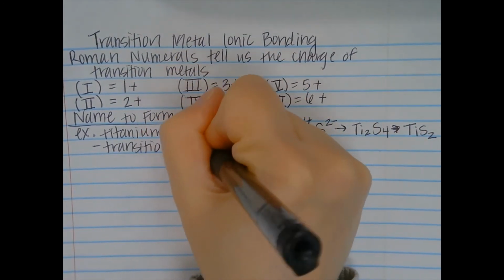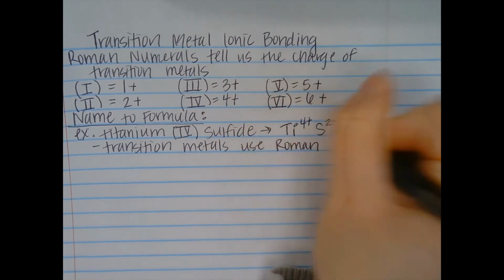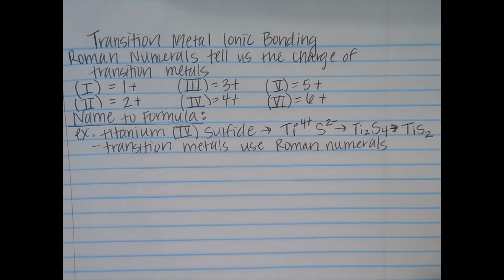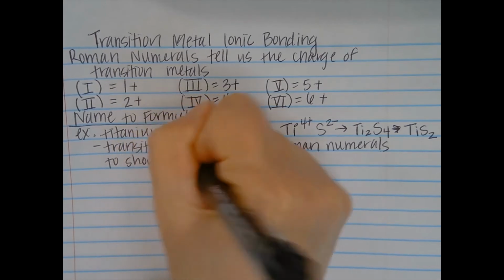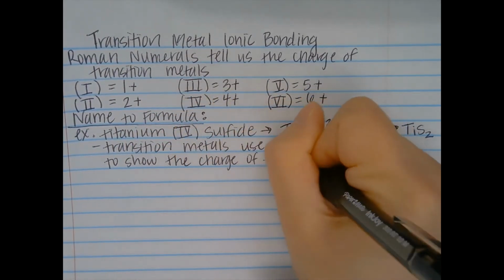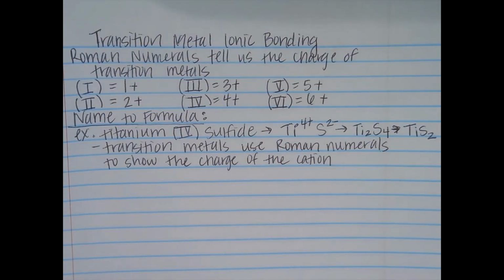So to make a note here: transition metals use Roman numerals to show the charge of the cation. Instead of looking at the periodic table and asking where it is, what group it's in, and what charge it's going to be, the Roman numeral just tells us.